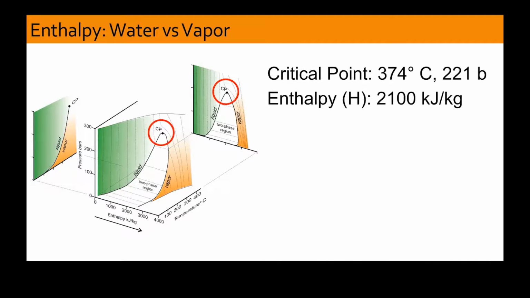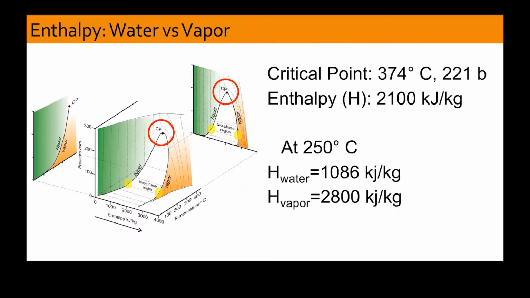At 250 degrees Celsius, where water and vapor coexist, the enthalpy of hot water is 1,086 kilojoules per kilogram, and the enthalpy of vapor is 2,800 kilojoules per kilogram. This is the main point that I wanted to show you, which is that vapor or steam has much higher energy and enthalpy than coexisting water at the same temperature and pressure.